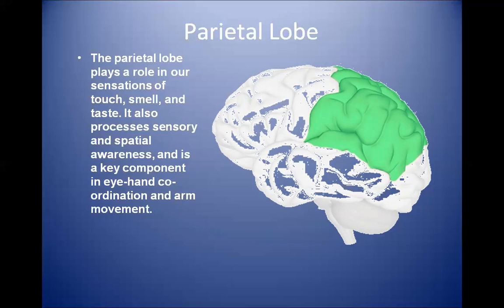It also processes sensory and spatial awareness and is a key component in eye, hand coordination and arm movement. मतलब ये और किसके लिए रेस्पॉन्सिबल है? It will also be responsible for eye and hand coordination. Means we have 2 eyes, we have 2 hands, so we have to maintain the coordination between the right or left hand, right or left arm, then right or left eye. So if the parietal lobe is affected, in that time the person is not able to maintain the coordination between the eyes, between the hands or between the arms.